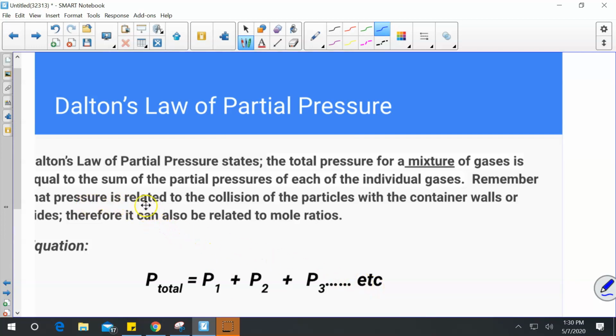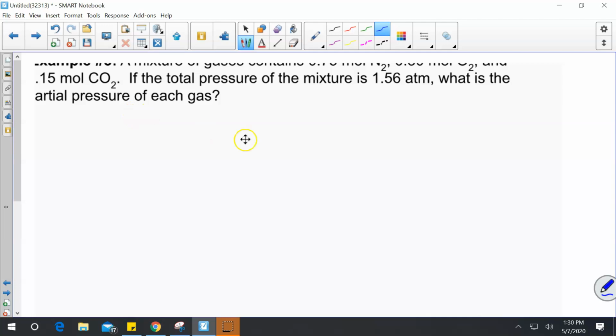So remember, pressure is related to the collision of the particles with the walls or the sides of the container. Therefore, it can also be related to the mole ratios, because as you have more moles of something, more particles are going to be in there, and it is going to cause more collisions, which would be more pressure.